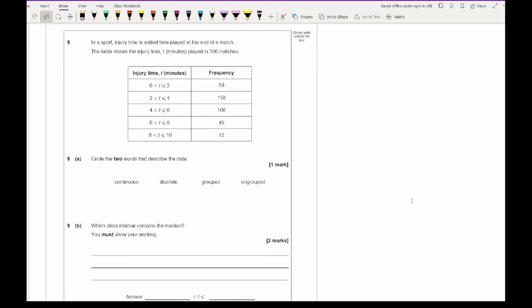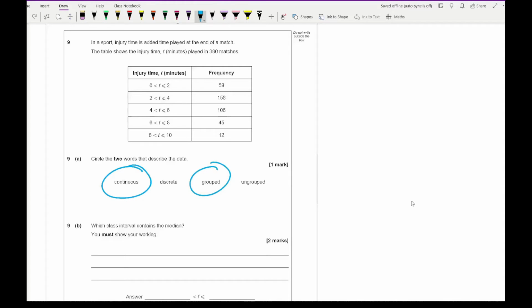The table shows the injury time, T minutes, played in 380 matches. So question 9a says circle the 2 words that describe this data. Now because we're dealing with time, if I just go through what each of these words are: continuous are numbers that are any numbers within a given range. Discrete is that numbers can only be certain numbers within a given range. Obviously then we've got grouped data and we've got ungrouped data. Now the 2 options you should go for are continuous and grouped.